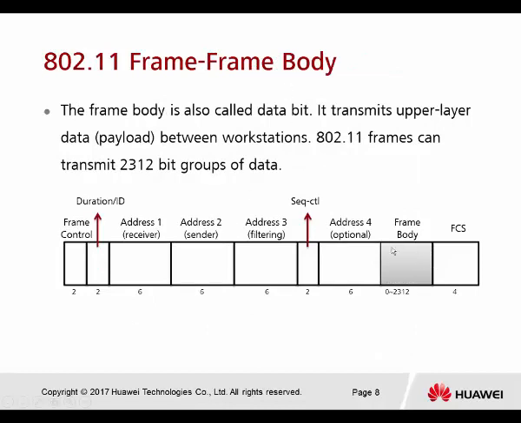Then this one is the frame body. The frame body is just our data, so it's called the data field. It transmits upper layer data between the workstations, our STAs. 802.11 frames can transmit 2312 bytes of data. This is the maximum size. If this is already full, you have to wait for the next queue, because 802.11 is half duplex. So every STA that wants to forward a frame needs to queue for data transmission. This is the maximum size per frame.